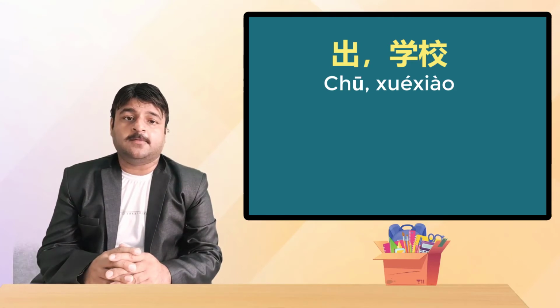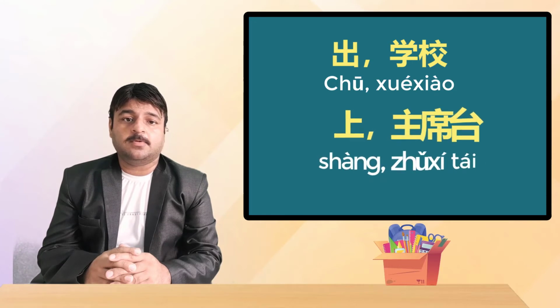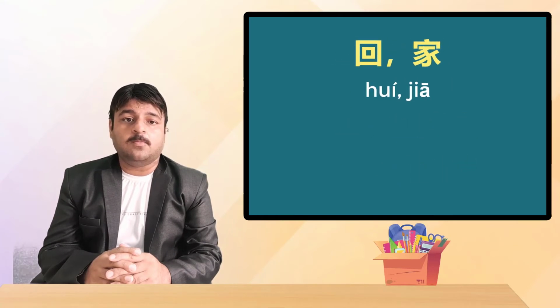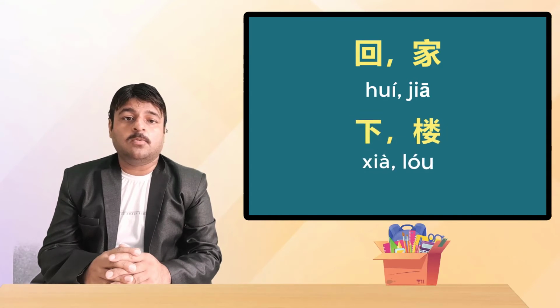Moving on to the next set of words. Shang, up. Chu shi tai, a rostrum or pavilion. Replace these words in the above sentence and make new sentences. Moving on to the next set of words. Hui, to return. Chia, home. And finally the last set of two words. Xia, low, down. Building. Replace these words and make new sentences.